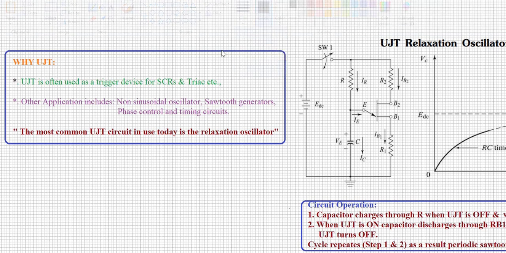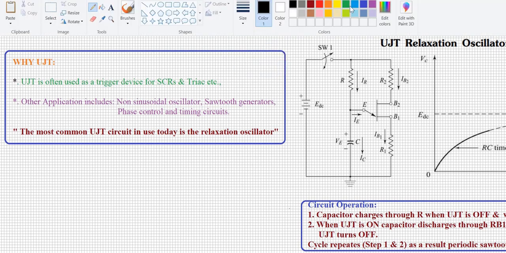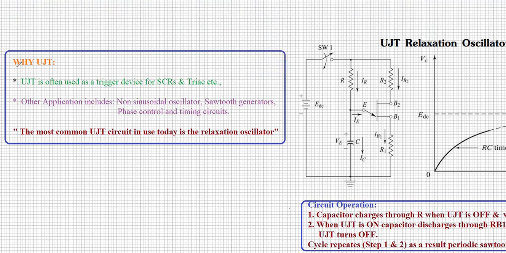Let me highlight the points one by one. So, why UJT? In the last video I explained how the UJT works, what the basic operation of a UJT is, and what the importance of VP, the peak voltage, is. Also, we have gone through the expression related to VP. Now let's look at the application point of view of the UJT.